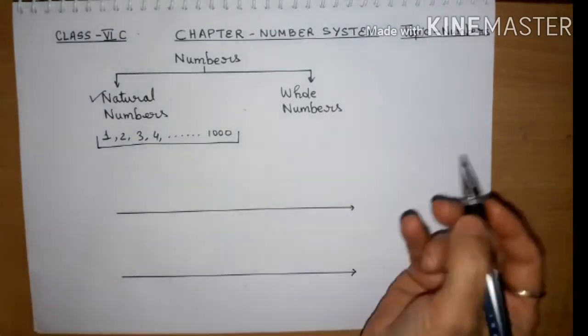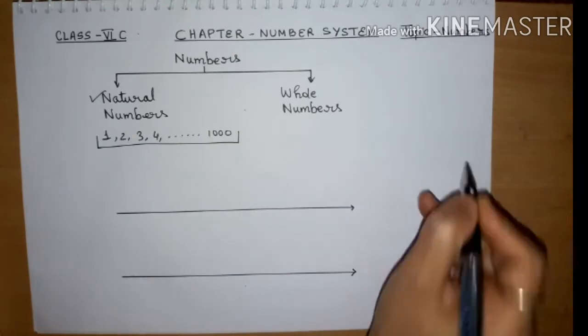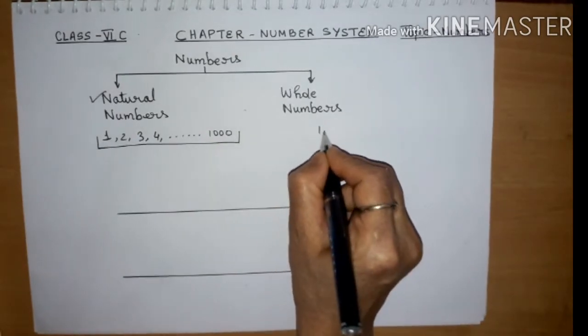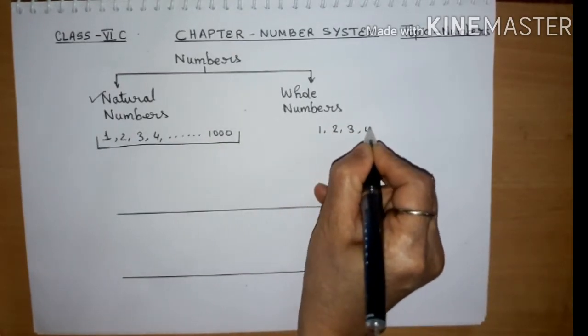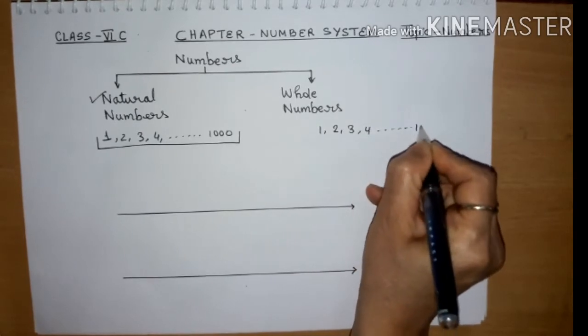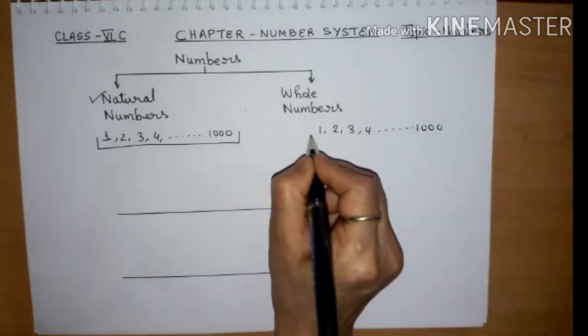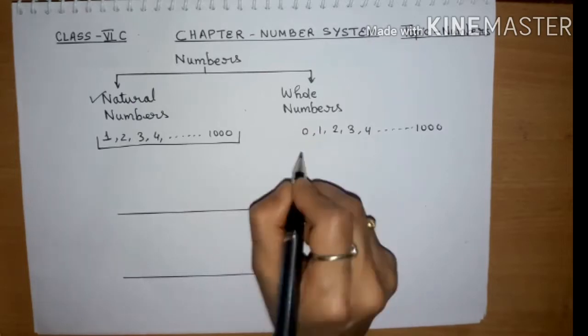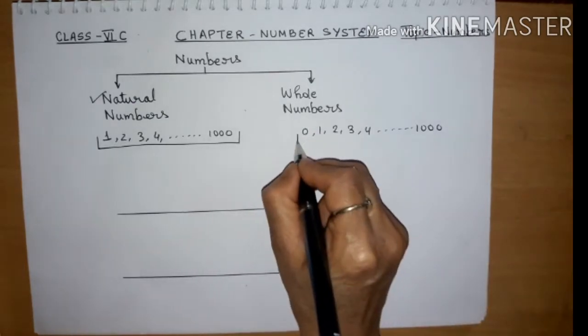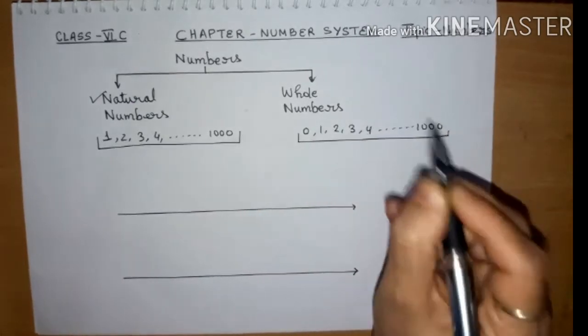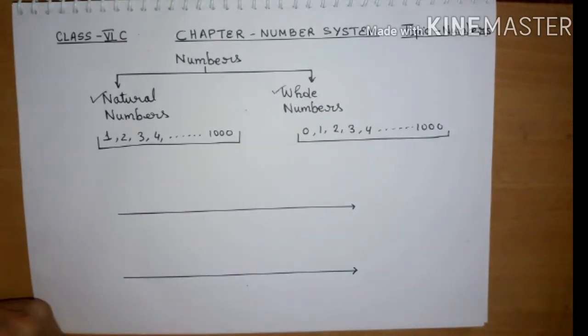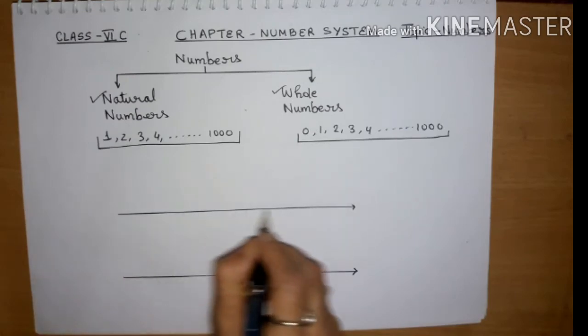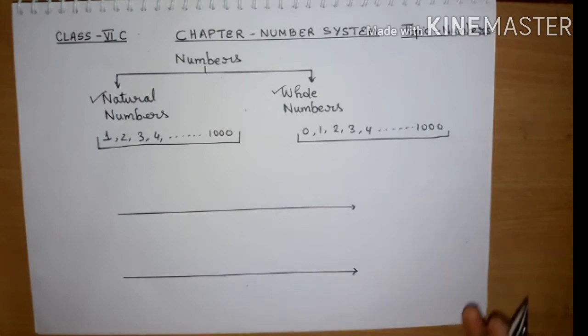On the other hand, if we include 0 also, that is, you have 1, 2, 3, 4 going on to say 1000, but before that we include 0 also, this set of numbers is called the whole numbers. Now let us see how to represent these numbers on a number line. So let us take one straight line. We draw a straight line.